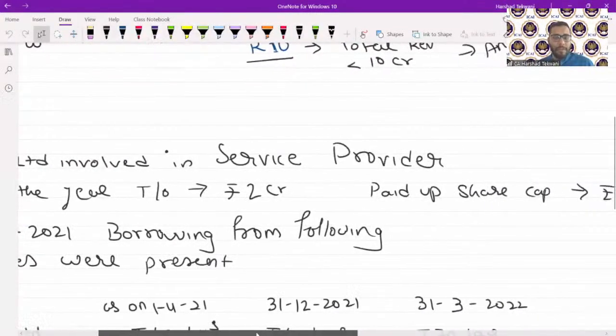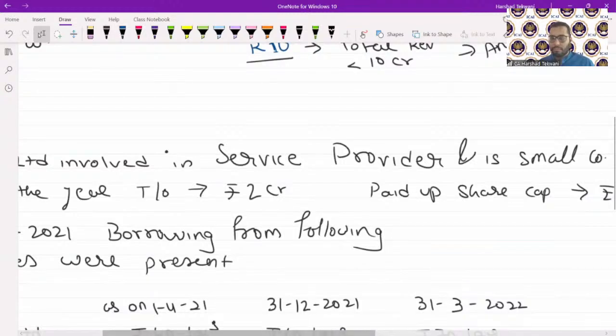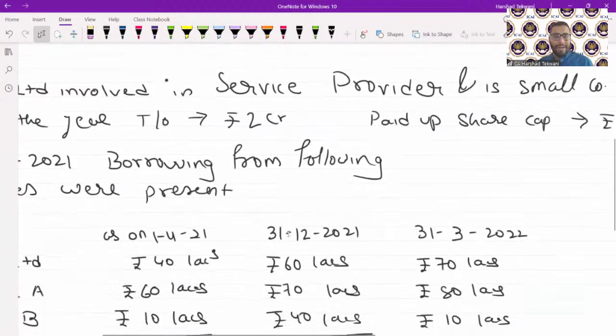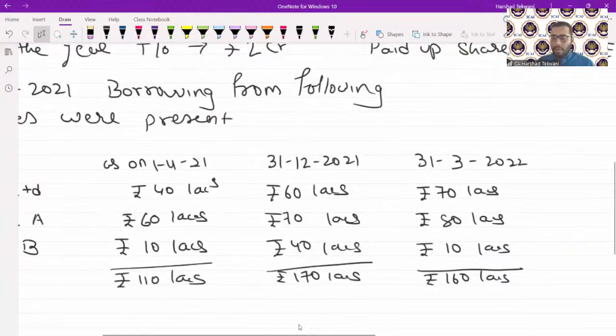ABC Limited is involved in service provider and is small company. Okay. So ABC Limited is service provider, small company, paid up share capital 90 lakhs, turnover less than 2 CR. And these are the borrowing conditions. Borrowing as on 1/4/21, 110, as on 31/12/21, 170, as on 33/20/22, 160. This is the configuration of borrowing.